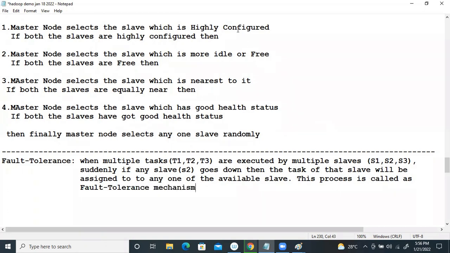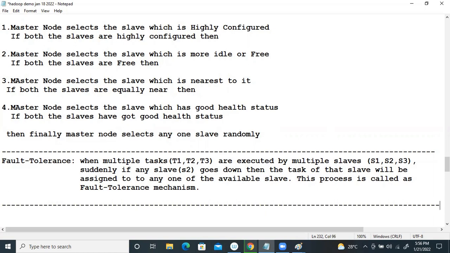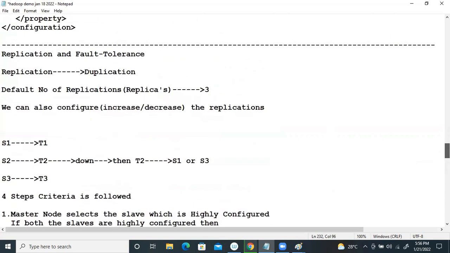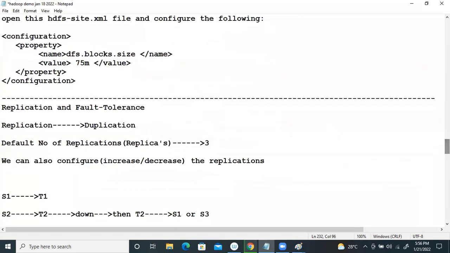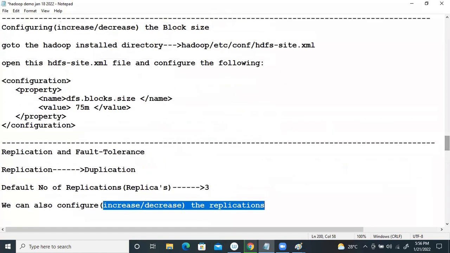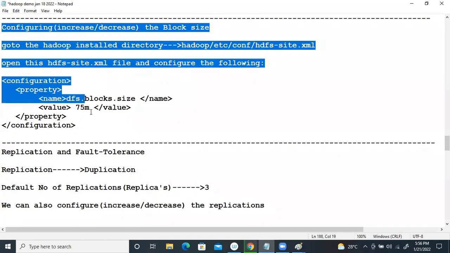When multiple tasks are executed by multiple slaves, suddenly if any slave goes down, then the task of that slave will be assigned to any one of the available slaves. This process is called the fault tolerance mechanism. Just now I said, how can we configure this replication? We can also increase or decrease the replication size, just like configuring the block size.